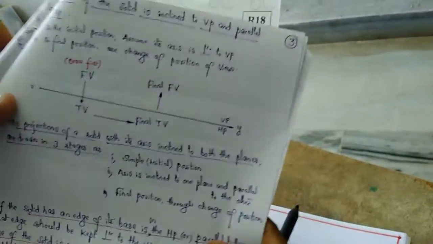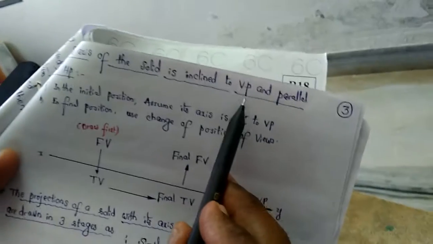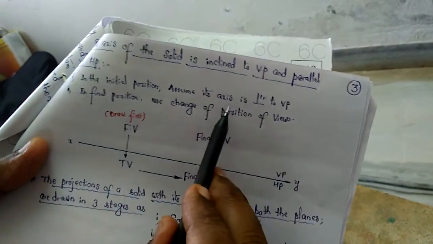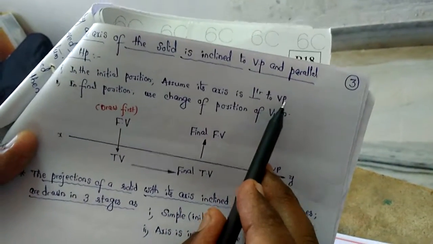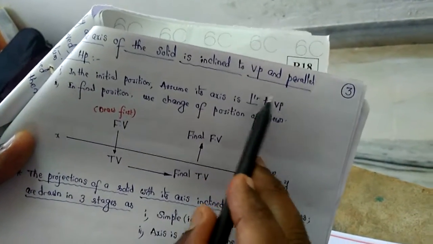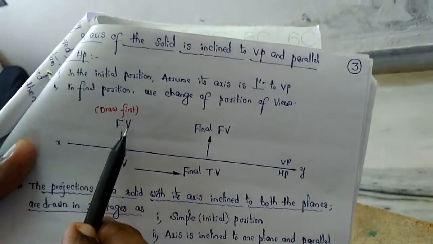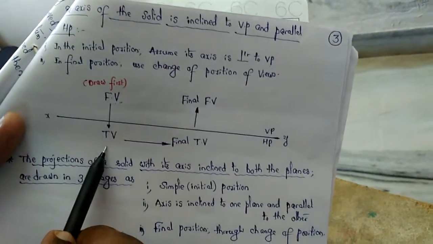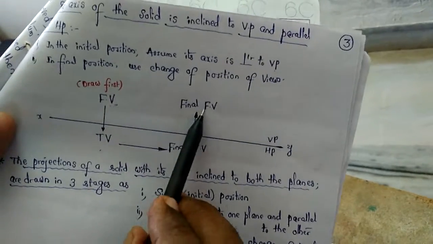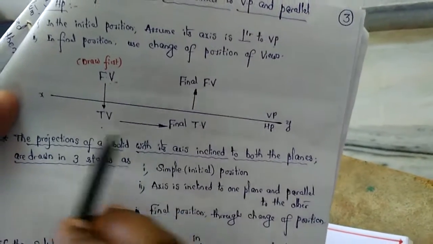Suppose the axis is inclined to VP. In the first stage, you assume that the axis is perpendicular to VP. Once the axis is perpendicular to VP, first draw the front view. Why? Because the front view gives the true shape. First draw the front view, then the top view, then the final top view, then the final front view. Follow this sequence, otherwise you will not get a good clear idea.